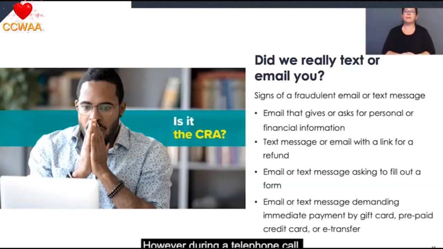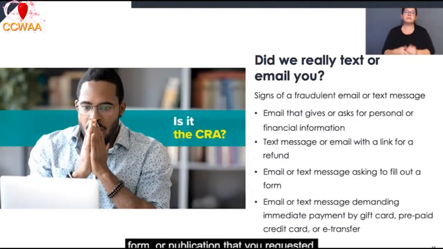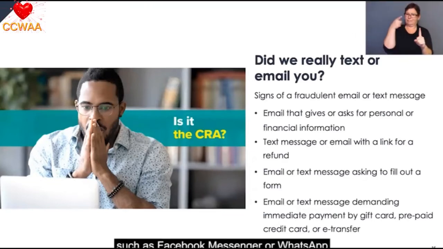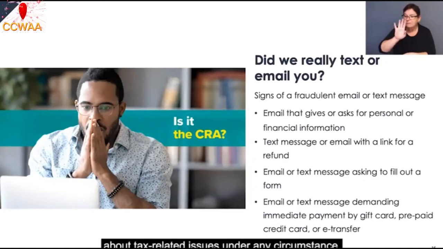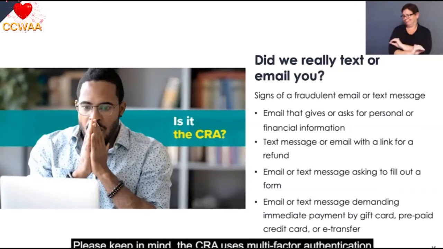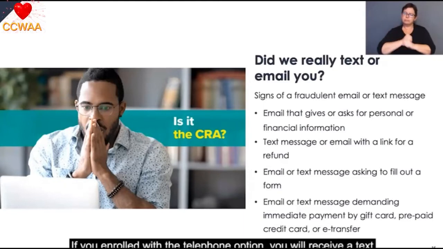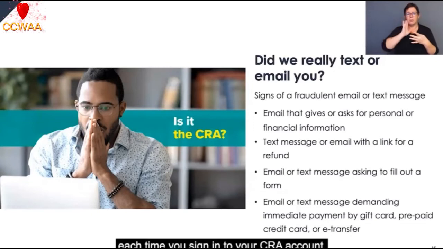However, during a telephone call, we may email you a link to a CRA webpage, form, or publication that you requested. The CRA will not use instant messaging such as Facebook Messenger or WhatsApp to communicate with you about tax-related issues under any circumstance. Please keep in mind the CRA uses multi-factor authentication for all of its sign-in services. If you enrolled with the telephone option, you will receive a text message with a one-time passcode each time you sign into your CRA account.